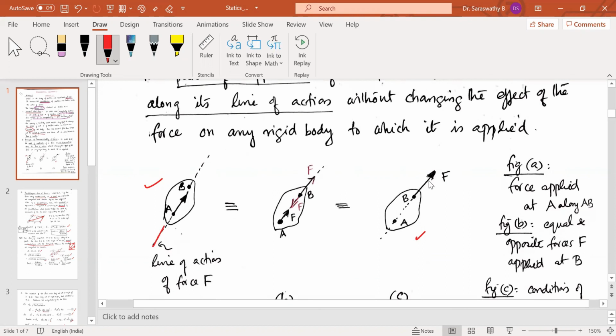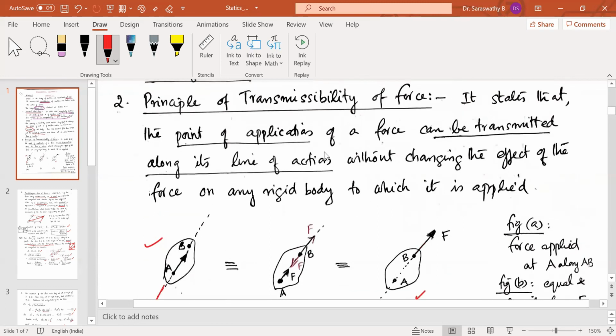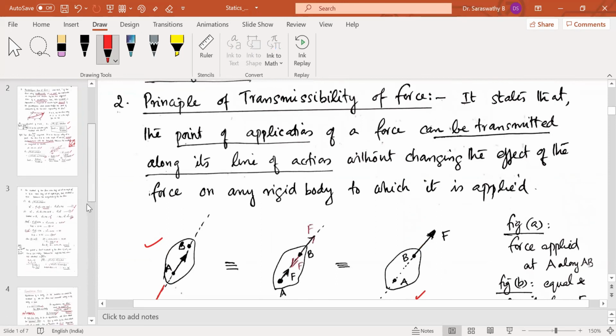So this will be very, very useful in further solution of examples. The principle of transmissibility is: the point of application of the force can be changed or transmitted along the line of action without changing the effect of the force on the rigid body to which it is applied. So that is one important law which we will be using in further classes.